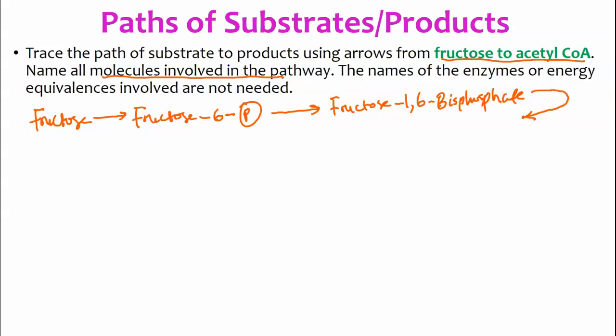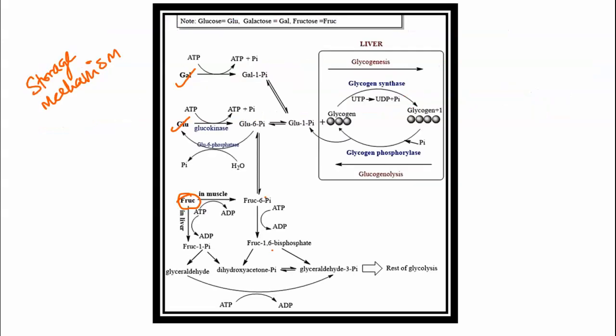From fructose 1,6-bisphosphate, what do I get next? It goes this way or that way. It doesn't matter. Just follow one arrow. Do not go back. That's what matters. If you want to go this way and continue this way, that's fine. But I'm going to go from fructose 1,6-bisphosphate to glycerol 3-phosphate. That's the pathway I'm going to take.